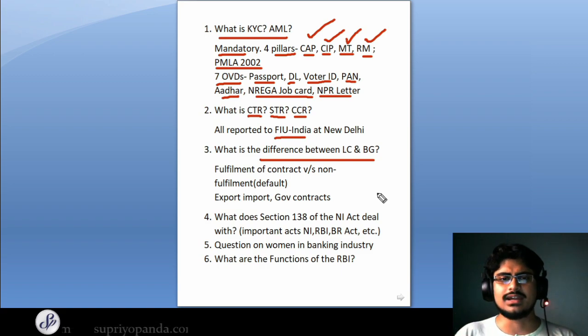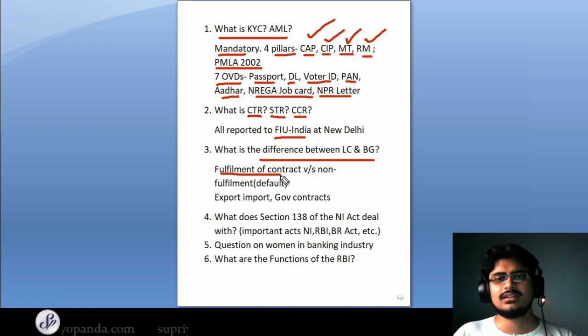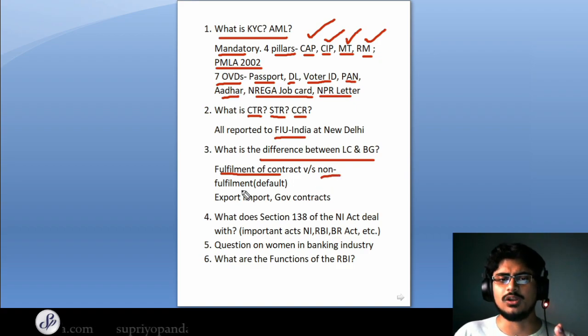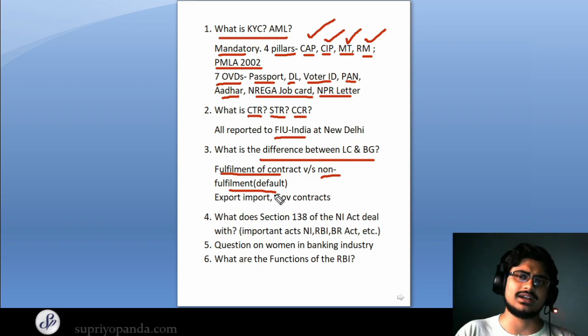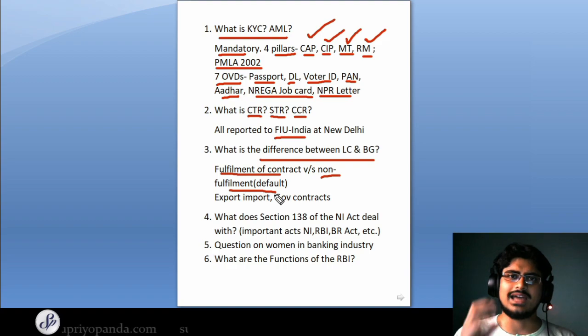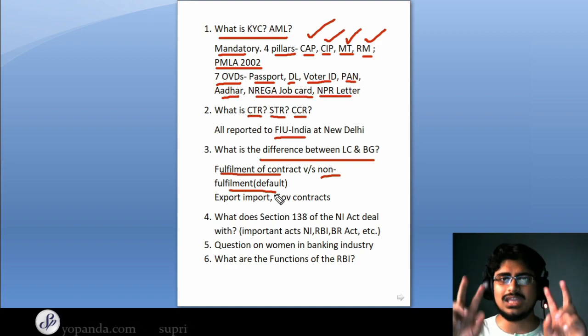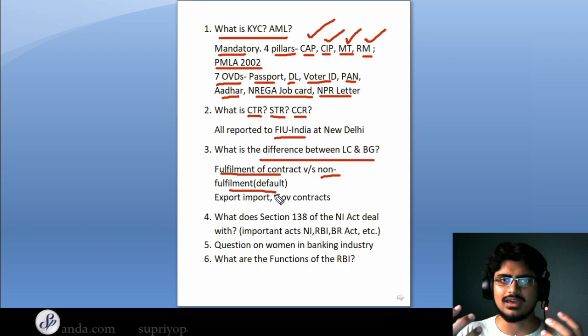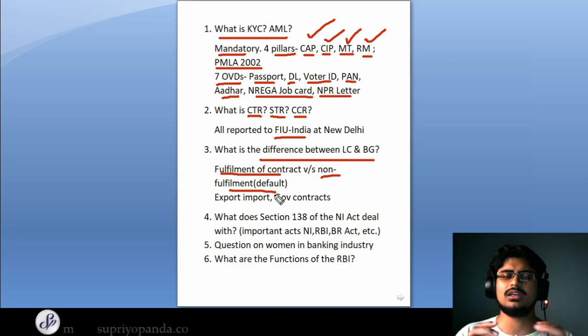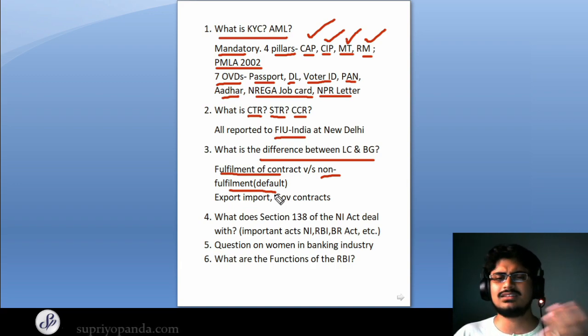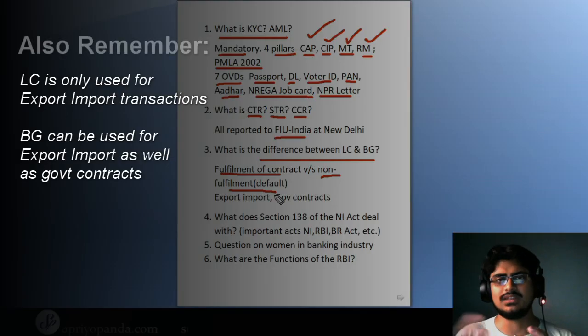Another difference is that LC is paid out when the contract is fulfilled. So after the fulfillment of the contract, only then the LC is paid out, whereas BG is paid out when there is a non-fulfillment or there is a default. So for example, if something which was contracted was not able to be delivered, that time the bank guarantee is invoked. Once you invoke the bank guarantee, you get the payment, and it's only for defaults. However, LC is only when the contract is fulfilled. And these are the main important differences between the LC and the BG.